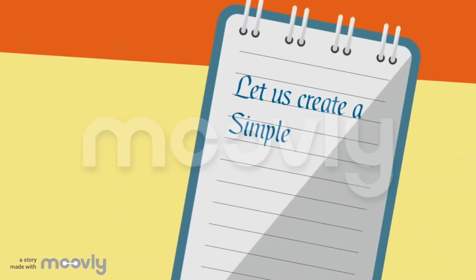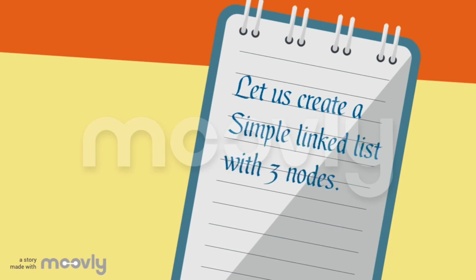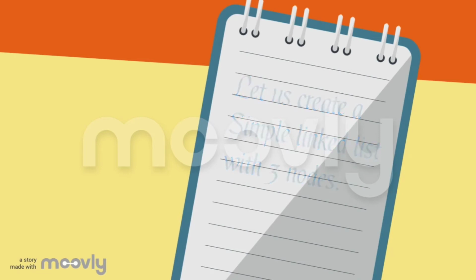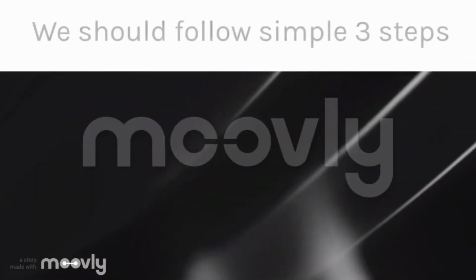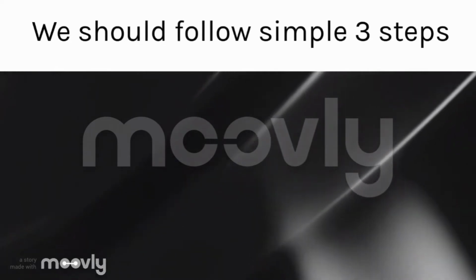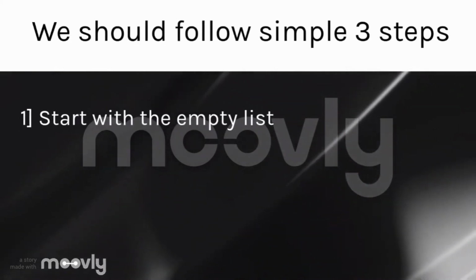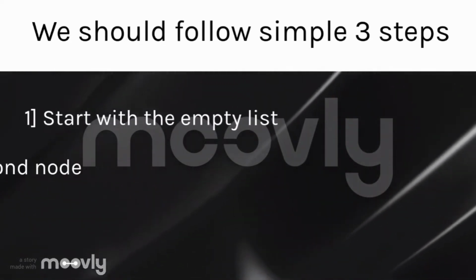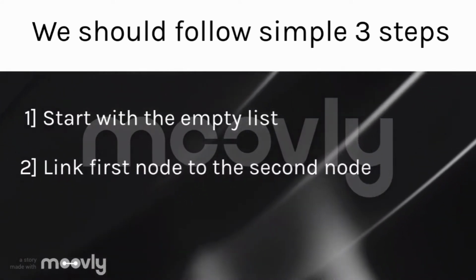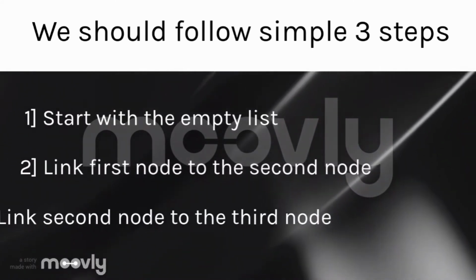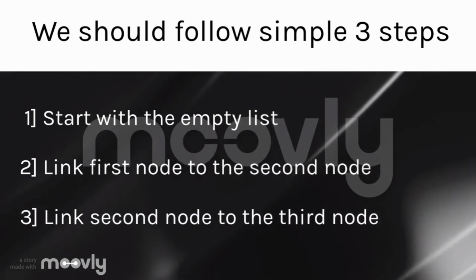Let us create a simple linked list with 3 nodes. We should follow 3 simple steps. Start with the empty list. Link the first node to the second node. Link the second node to the third node.